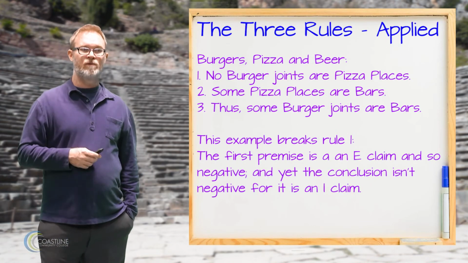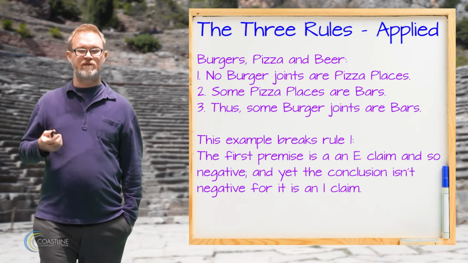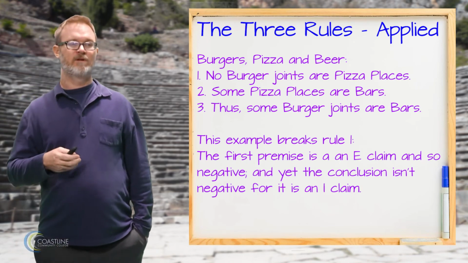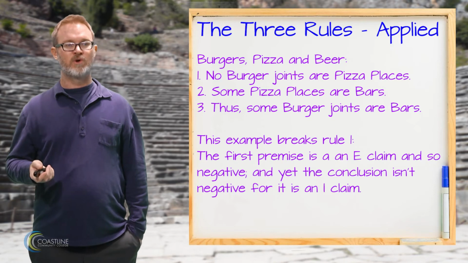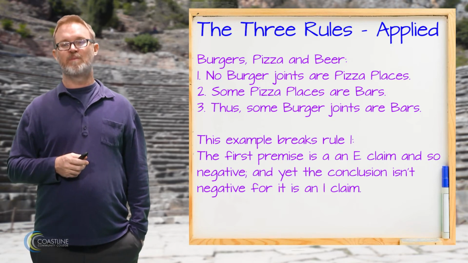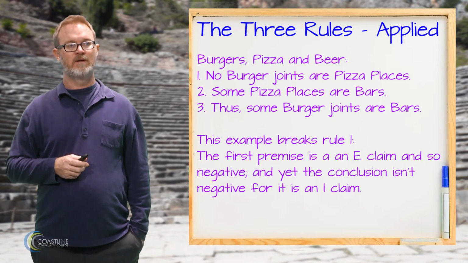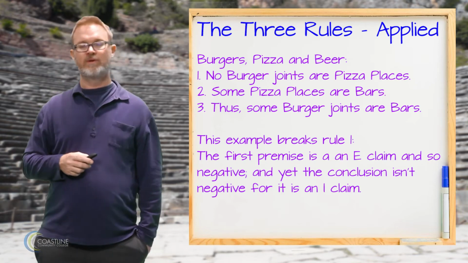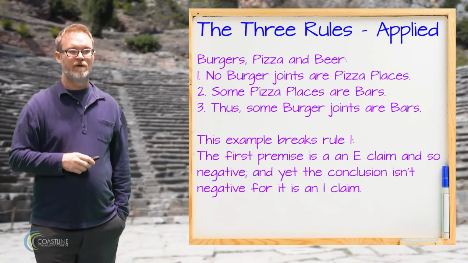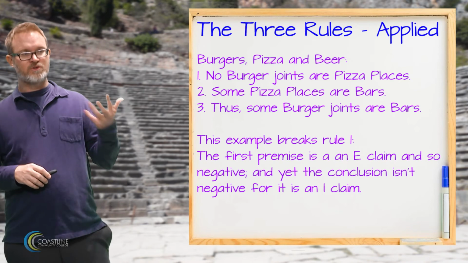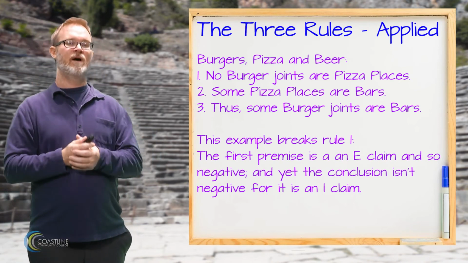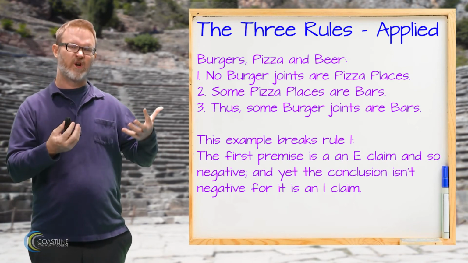Our next example is burgers, pizza, and beer, right? 3 of my favorite things. Okay, so no burger joints are pizza places. Some pizza places are bars, right? And some burger joints are bars. Okay, simple argument, right? Now, let's just think immediately about how to apply the rules here. Get a bit quicker about it, right?